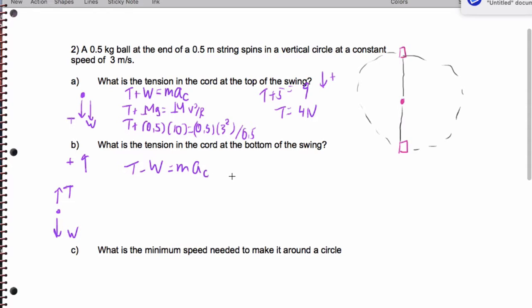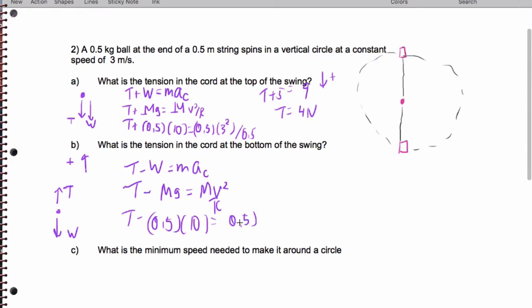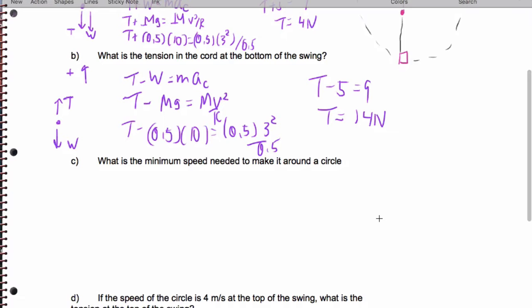Again, this equation, I don't give it to you. You have to be able to come up with that by looking at the free body diagram, seeing that the forces are unbalanced because it moves in a circle, and then writing that equation down from your own creative thinking and your knowledge of physics. So we have tension minus mg equals m v squared divided by r, and let's plug in our numbers. Tension minus 0.5 times 10 equals 0.5 times 3 squared divided by 0.5. So tension minus 5 equals 9. We add 5 to both sides. We end up getting 14 newtons for the tension at the bottom of the swing.